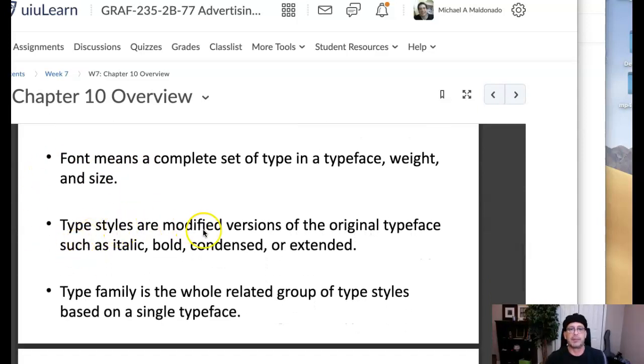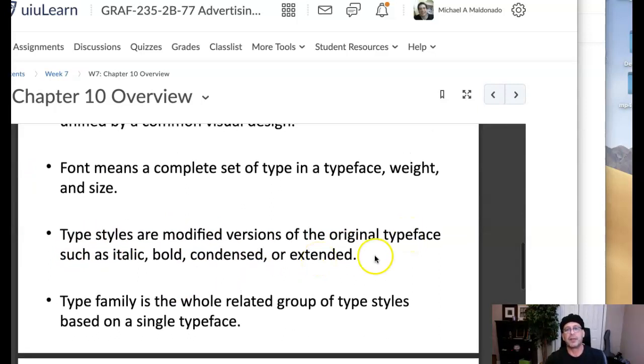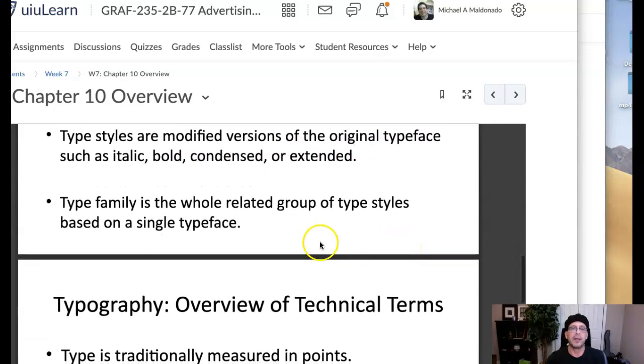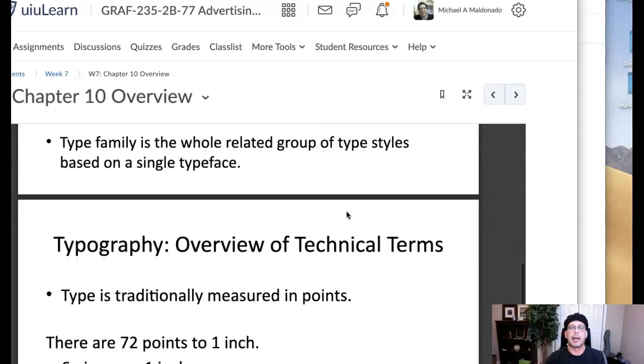Also, type styles are modified versions of the original typeface, such as italic, bold, condensed, or extended. So when you hear somebody say, what are the styles associated with that typeface, this is what they're referring to: italic style, bold style, condensed style, extended style, black style, etc. Okay, so those are styles associated with different typefaces. A type family is the whole related group of type styles. So you have a single typeface. All of the styles associated with the single typeface is called the type family.